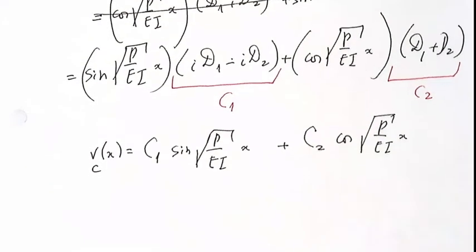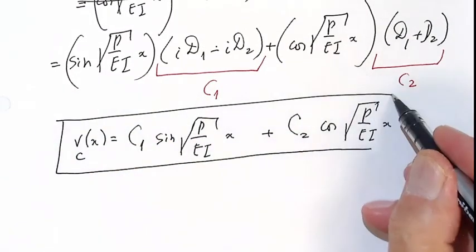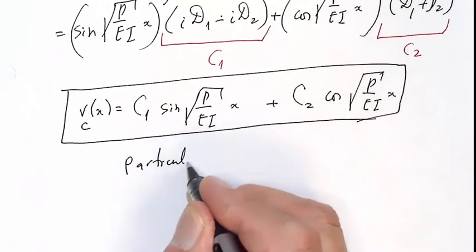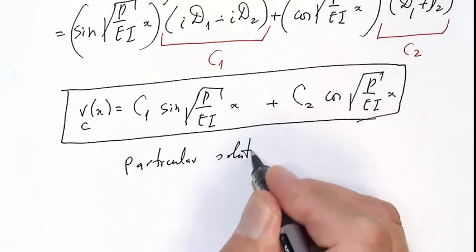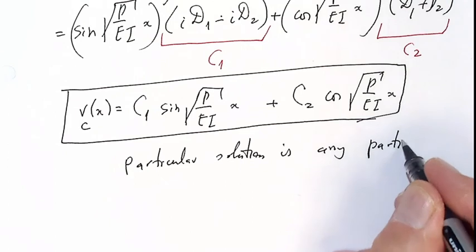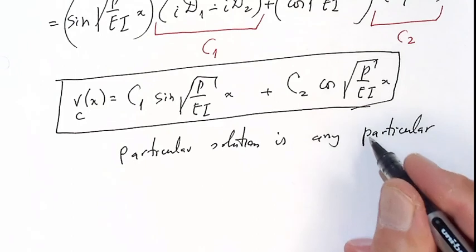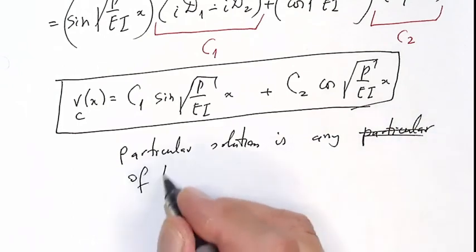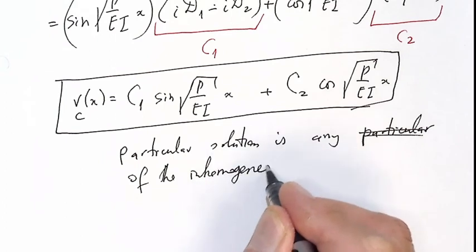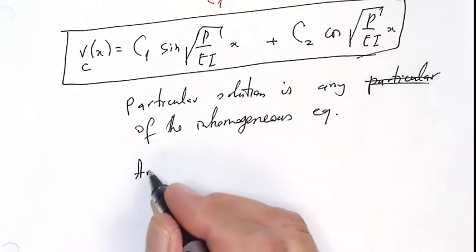Any questions? So I obtained this complementary. Now particular solution. The particular solution is any particular solution of the inhomogeneous equation, any one solution.